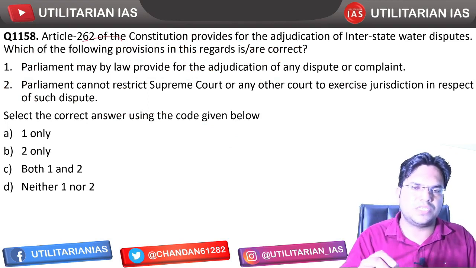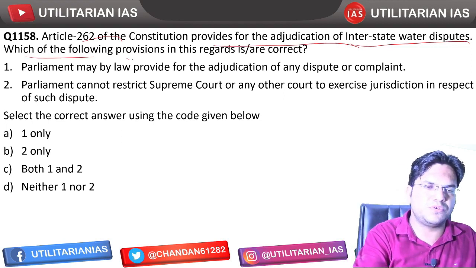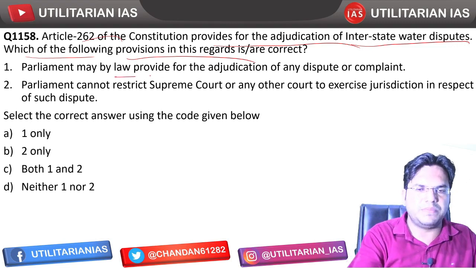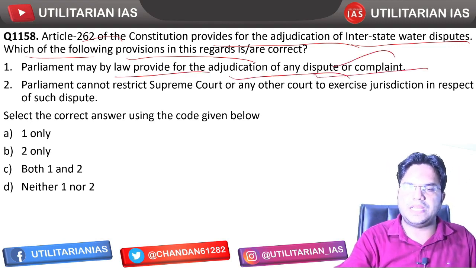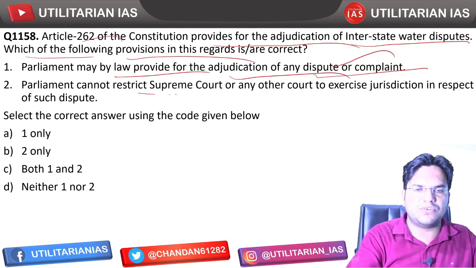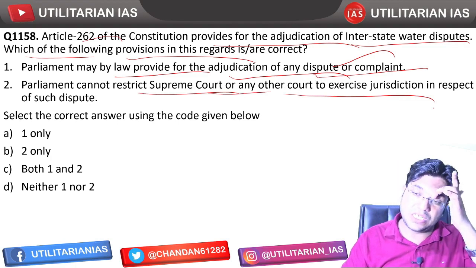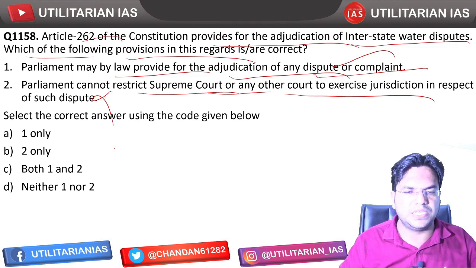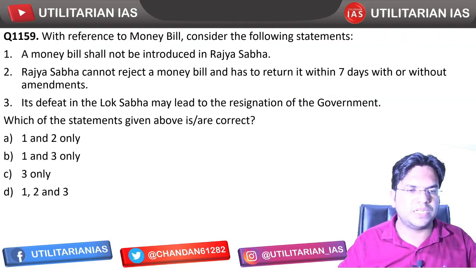Article 262 deals with what? Interstate water disputes. The Constitution provides for adjudication of interstate water disputes. Which of the following provisions in this regard is or are correct? Parliament may by law provide for adjudication of any dispute or complaint, so that is correct. Parliament cannot restrict the Supreme Court or any other court from exercising jurisdiction in respect of such a dispute, so that is incorrect. Parliament can actually restrict. So the first statement is correct, hence A only is the right answer.